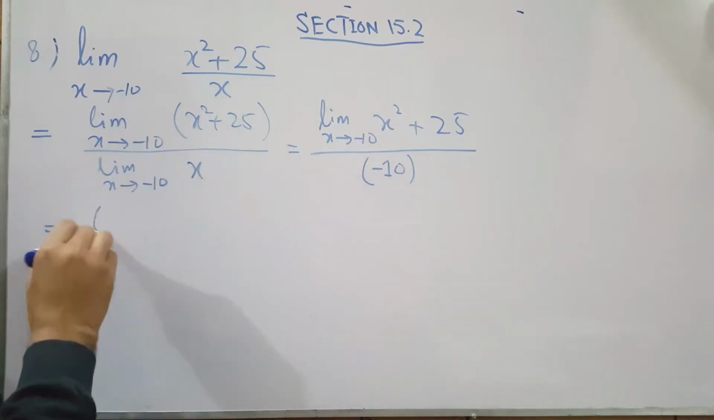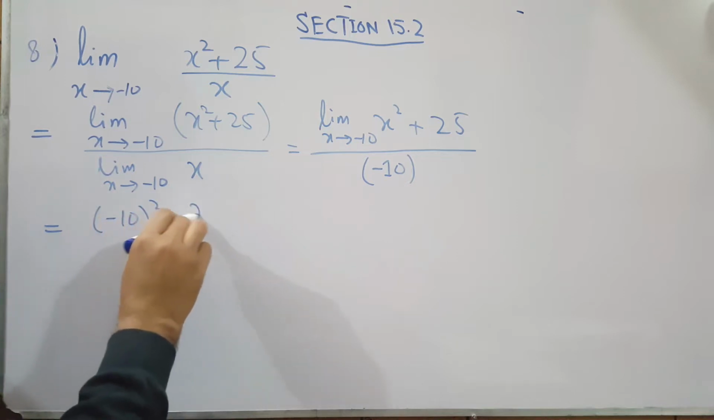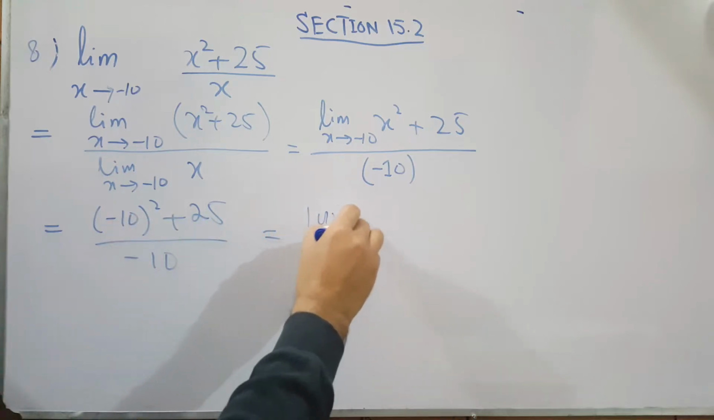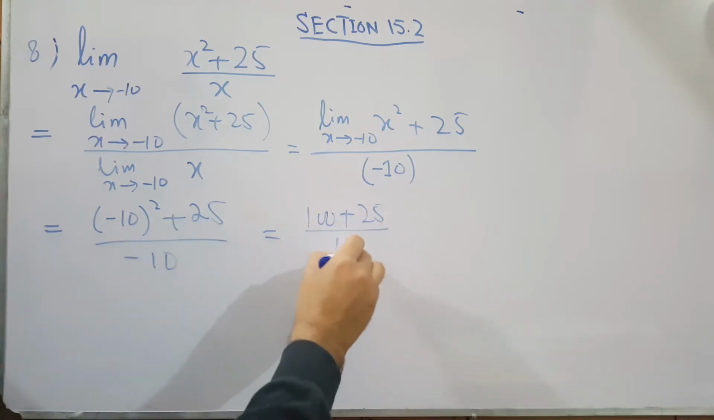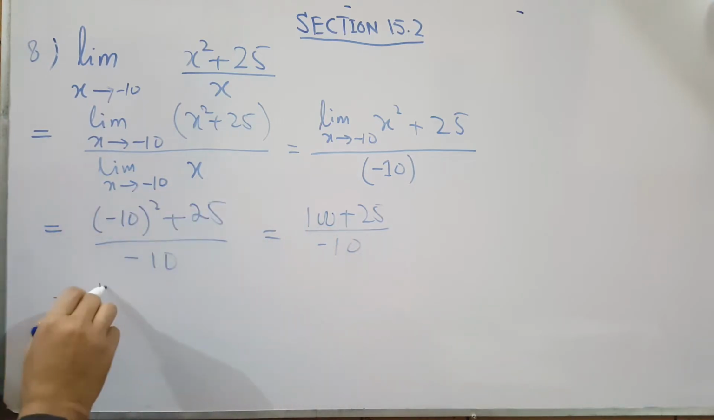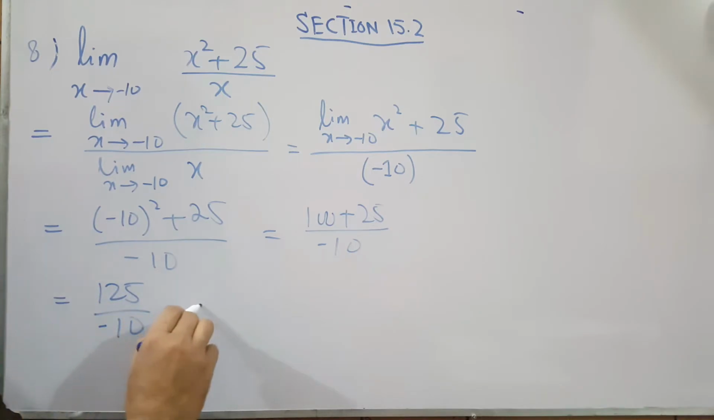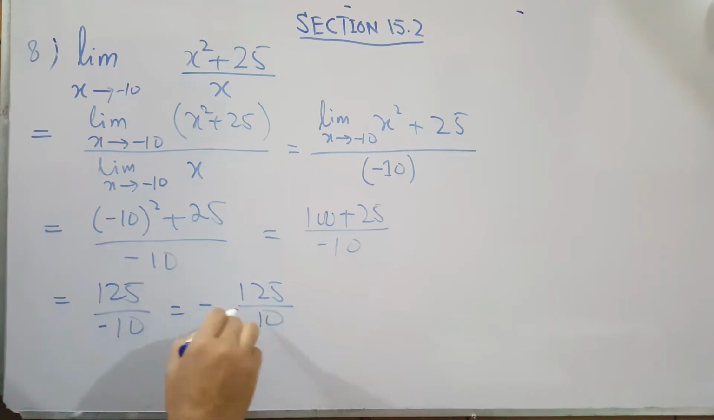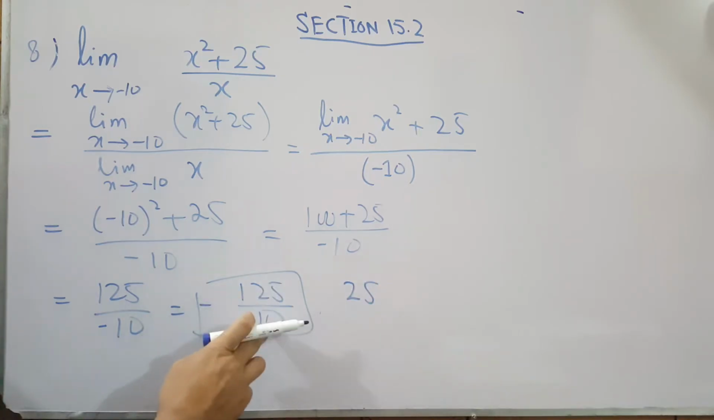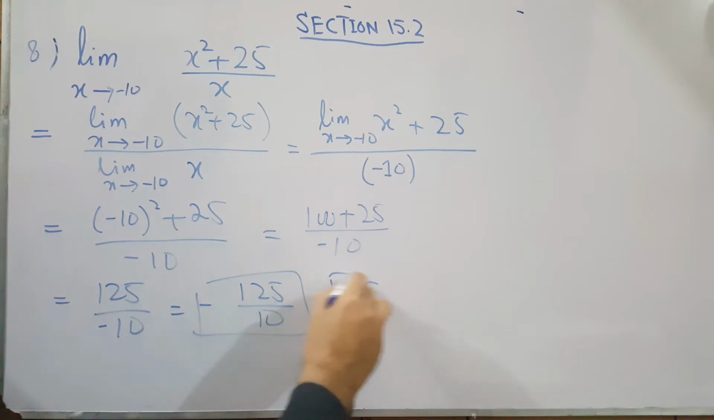Here if you apply the limit, that is minus 10 squared plus 25 divided by minus 10, and this gives you 100 plus 25 divided by minus 10. Minus minus becomes plus, right? So that gives you 125 divided by 10 over the minus, so you can write this as minus 125 over 10. You can further simplify it by dividing this by 5 and this by 5. Or you can write this as 12.5.